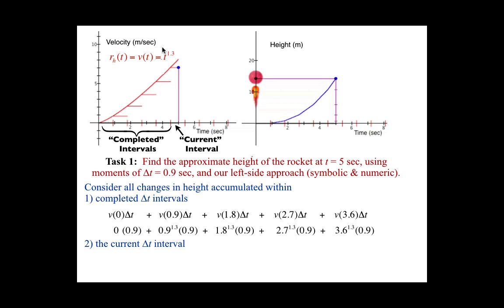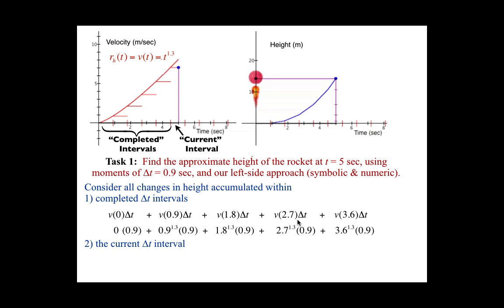And you can see from the function here, it's not just close. If t is 0, this is 0. So our rate of 0 for the first 0.9 seconds, a rate of, well, 0.9 to the 1.3 power for the next 9/10 of a second. 1.8 is the t value that we use for that third interval, and then 2.7, 3.6, and so forth.